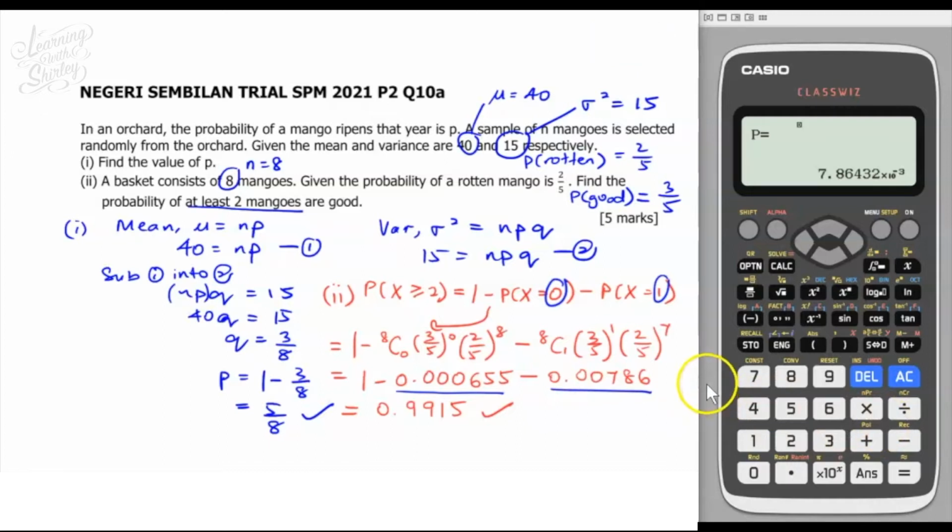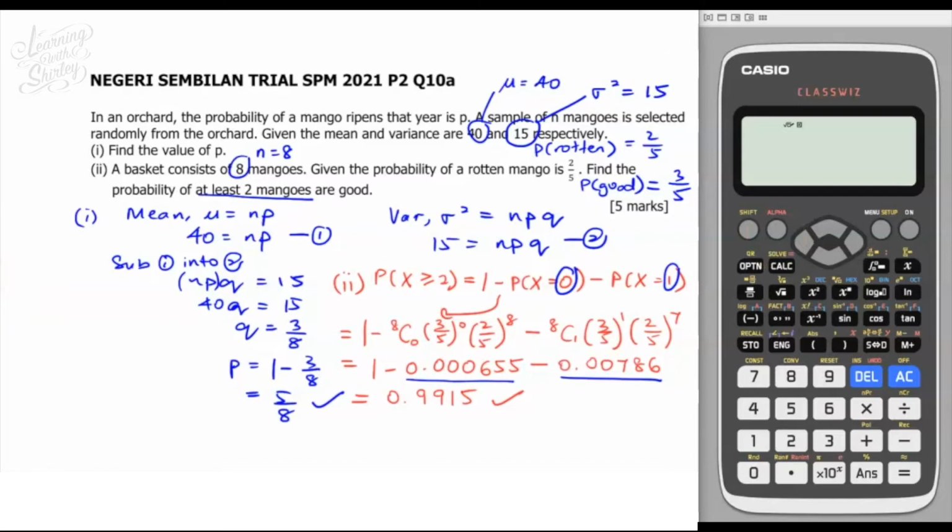Then after that, you have to use 1 minus the 2 answers. So how? Okay, because now your calculator is under the binomial function, right? So you press shift, okay, then go to reset. You're going to reset everything. So press 3, initialize all, then you press equals, which is yes, and AC. So now your calculator has gone back to the original function. So now you press 1 minus 0.000655, then minus 0.00786, then press equals, so you get 0.9915. So that's the answer.